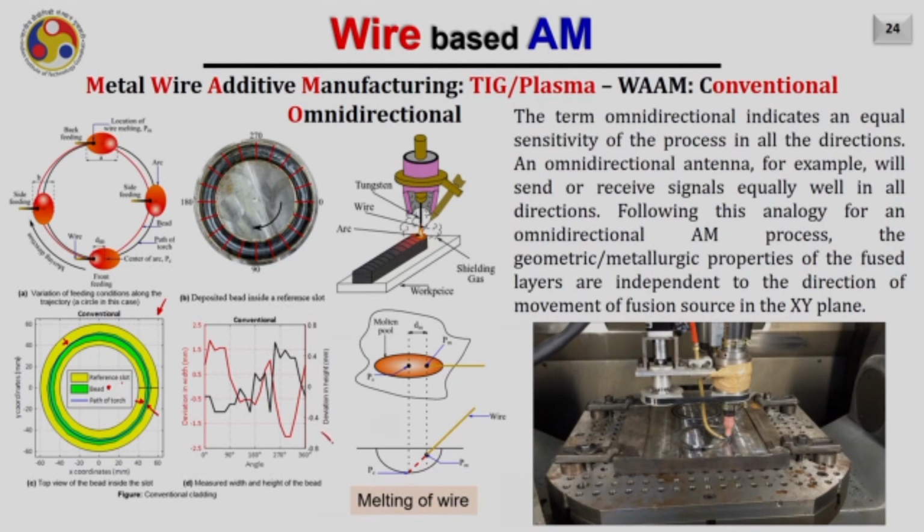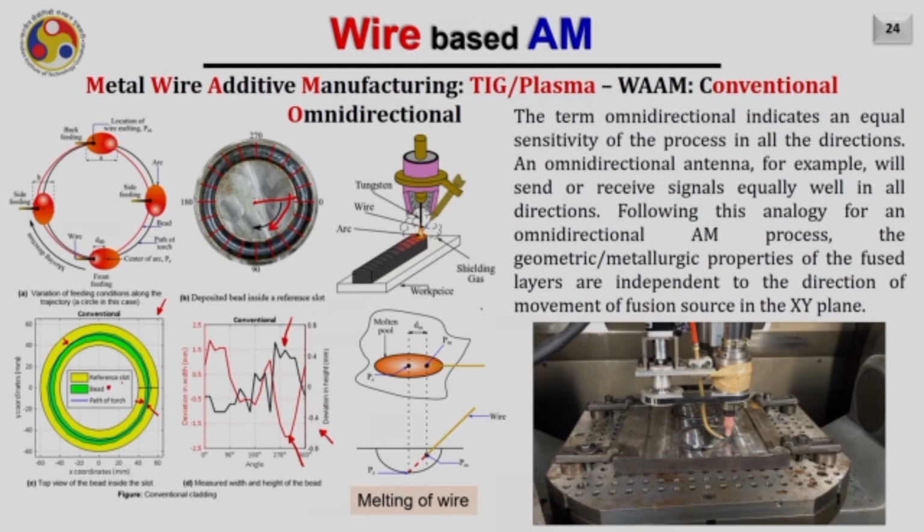Also, there is a huge deviation in the width of the deposited bead and its height also. 0 to 360 means here we are measuring the angle from here, this is 0 degree, and then I am going like this and measuring the angle from 0 to 90, 180 and 270. And at different locations, the black color curve shows the height change in the deposited bead and the red color curve shows the change in the width of the deposited bead.